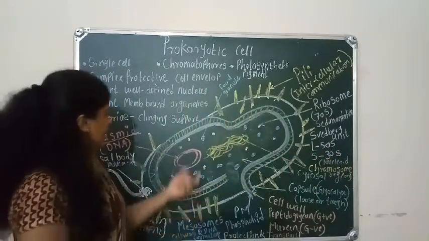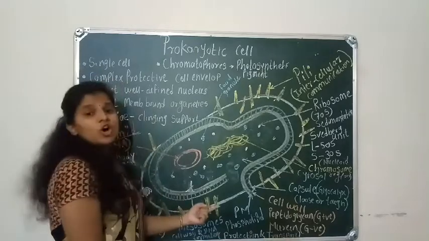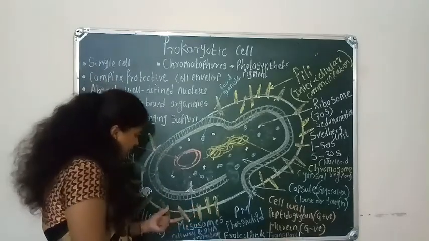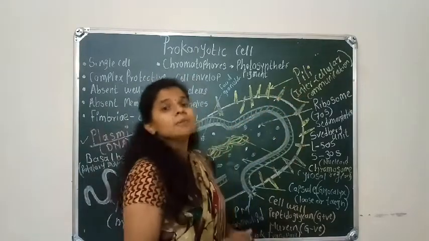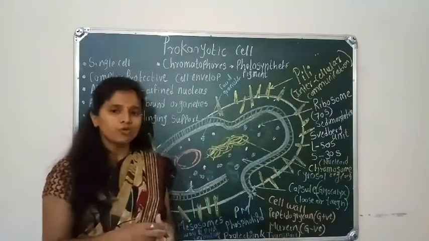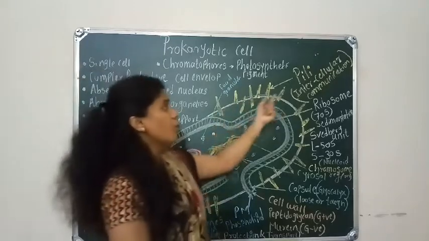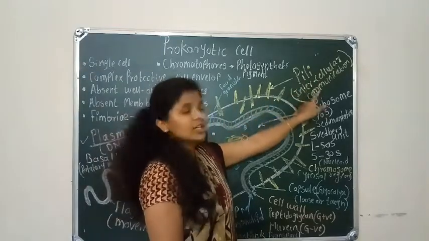Next point is the bacterial surface or the prokaryotic cell possesses pili. What is meant by the pili? Pili is a tubular projection which helps for the intercellular communication.